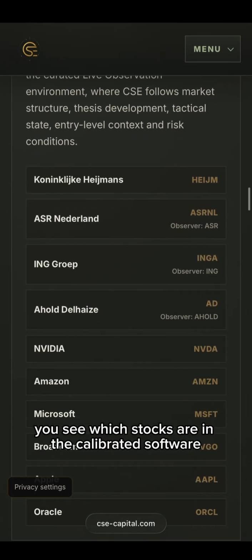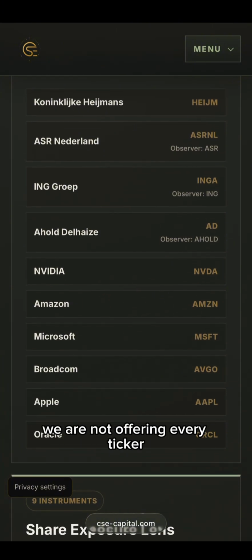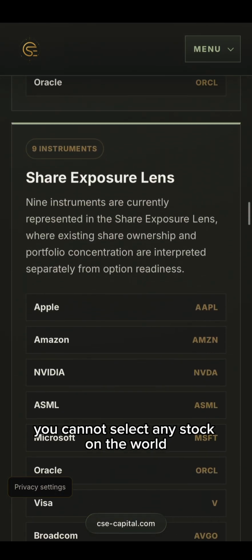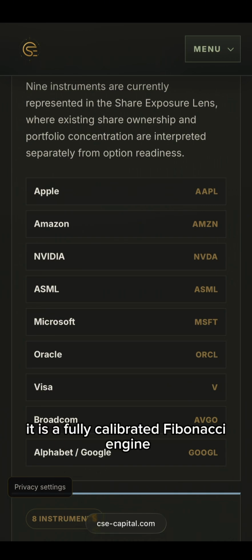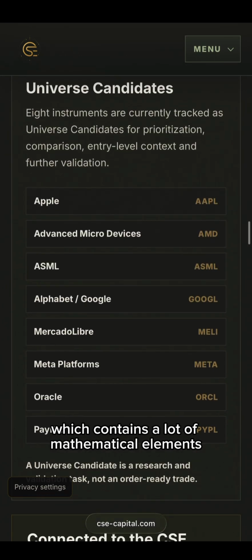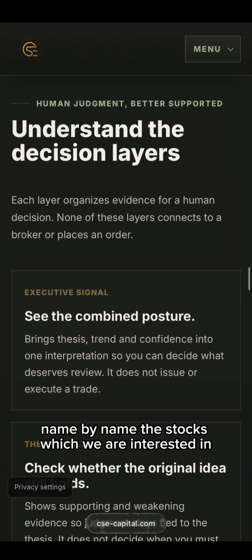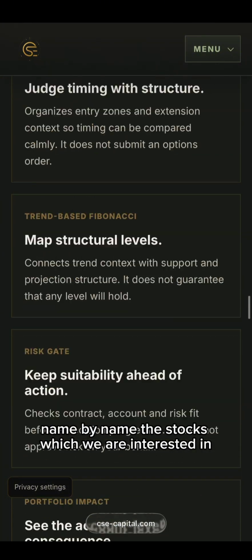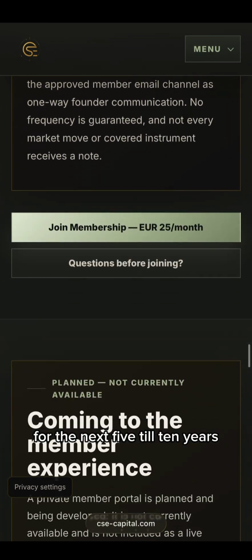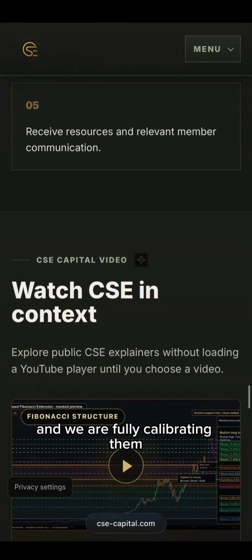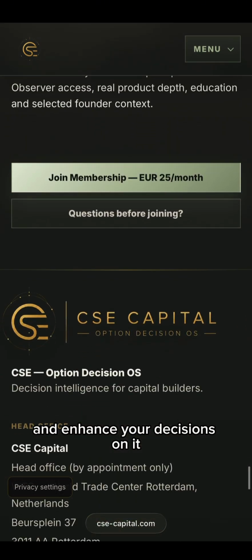Here you see which stocks are in the calibrated software. It's important to understand that we are not offering every ticker. You cannot select any stock in the world because that's not how the software is working. It is a fully calibrated Fibonacci engine which contains a lot of mathematical elements, and we are selecting name by name the stocks which we are interested in and we think will be the most important stocks for the next 5 to 10 years. And we are fully calibrating them, and then you will be able to follow them and enhance your decisions on it.